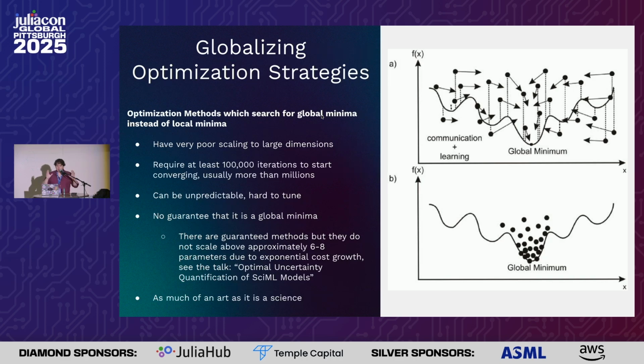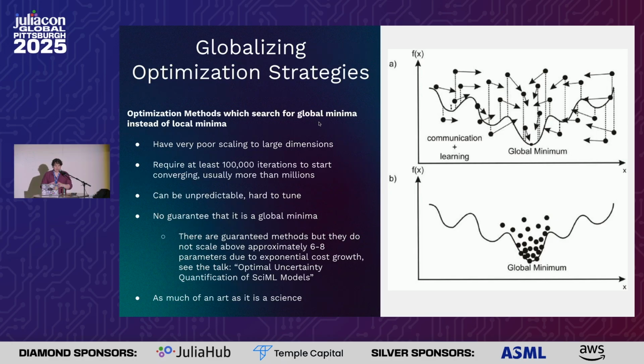There are methods for guaranteeing global optimization. I will have a talk that uses them, on optimal uncertainty quantification of SciML models. So I'll give a talk on this tomorrow if you want to hear about them. But those methods have an exponential growth in their cost. So basically, if you try to optimize a model with more than 8 parameters, those types of methods that can guarantee and certify global optima, if you want to do 10 parameters, it's probably going to take you like 10 years to run that optimizer.